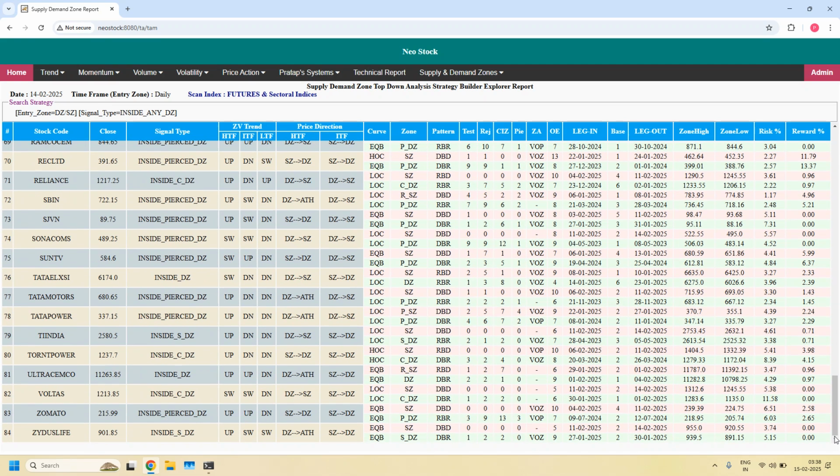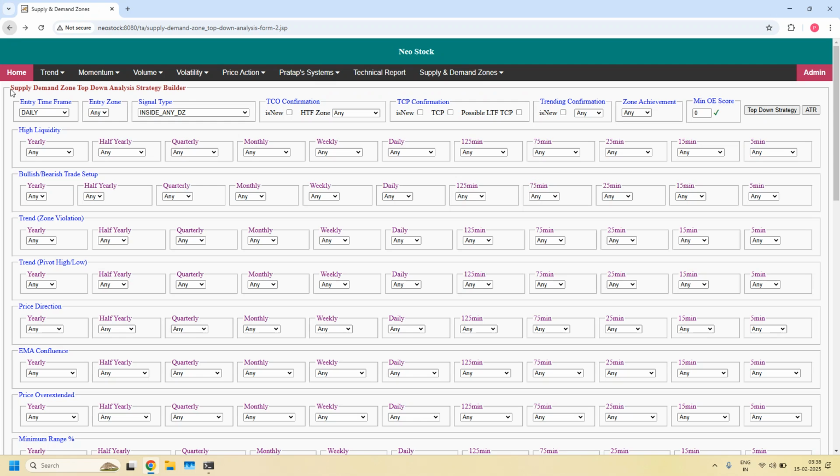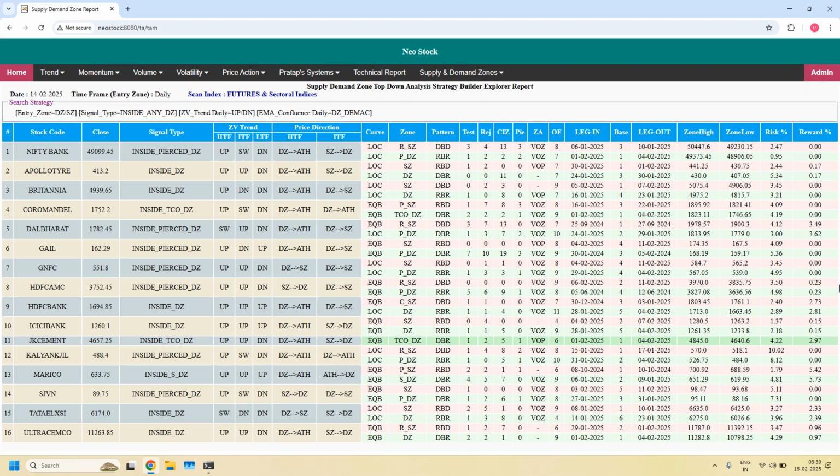So in total 84 stocks are filtered. We can further filter this list based on the daily demand zone having daily EMA Confluence. So I am going back to the EMA Confluence at daily time frame. I am setting the filter: daily demand zone having daily EMA Confluence or not. And the trend on the daily time frame I am setting to either up or down, but not sideways. So with these filters, the list has come down to 16 stocks.